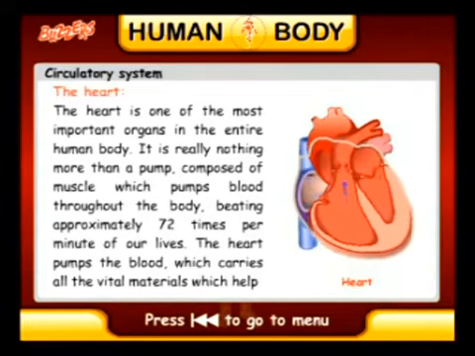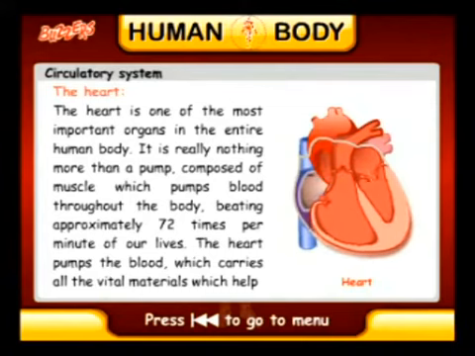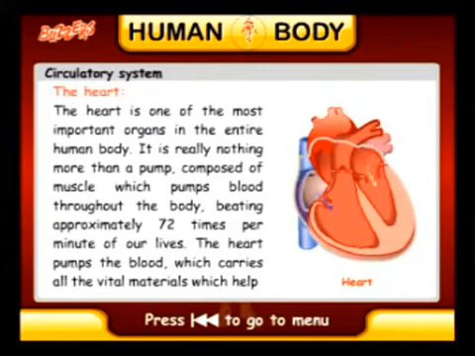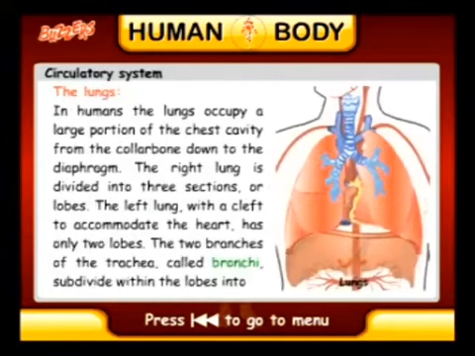The heart. The heart is one of the most important organs in the entire human body. It is really nothing more than a pump composed of muscle which pumps blood throughout the body, beating approximately 72 times per minute of our lives. The heart pumps the blood which carries all the vital materials which help our bodies function and removes the waste products that we do not need. If the heart ever ceases to pump blood, the body begins to shut down and after a very short period of time will die.